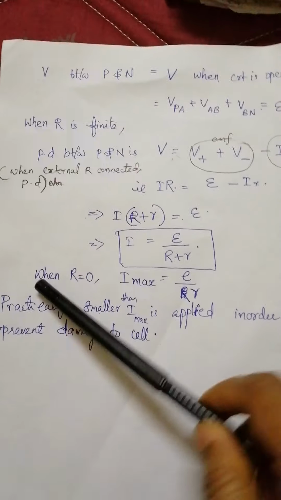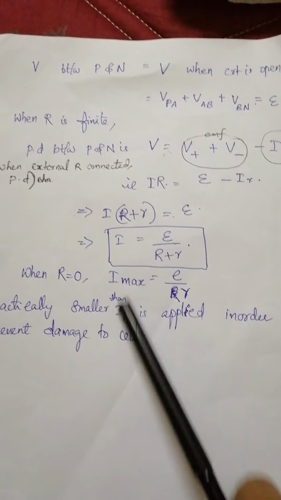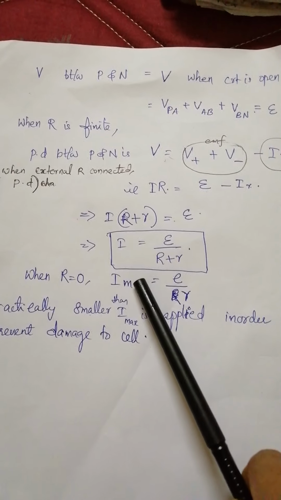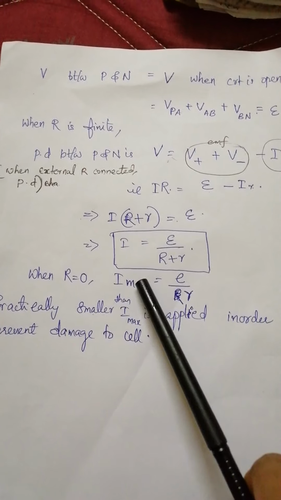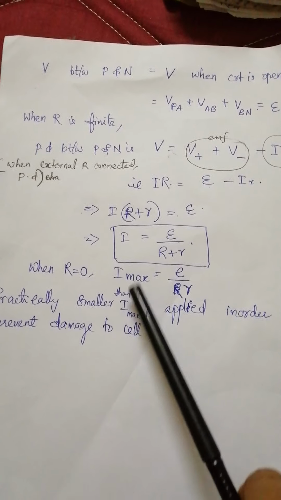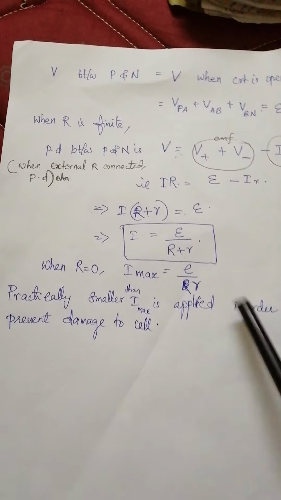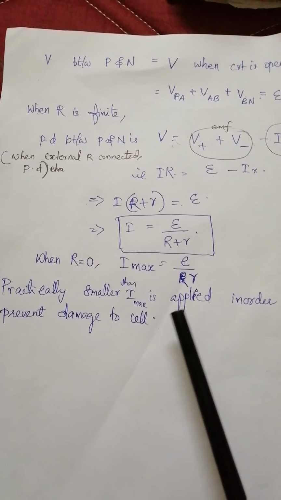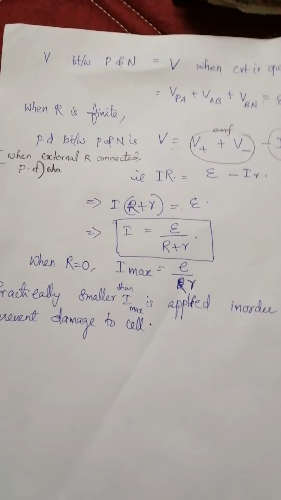But practically, we apply a smaller current than this maximum current, in order to prevent damage to the cell.